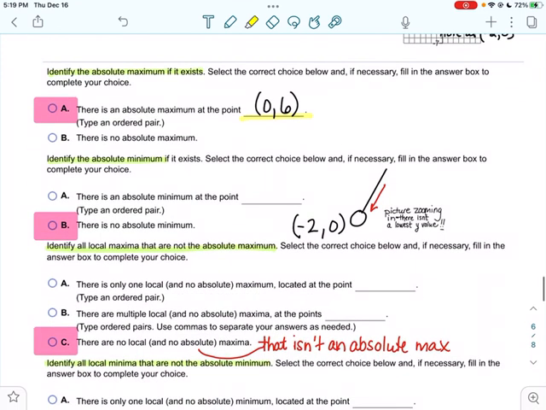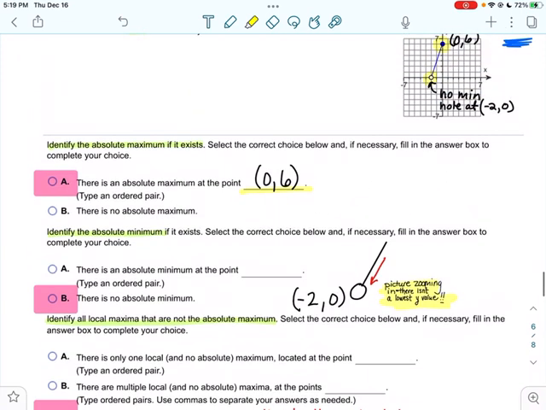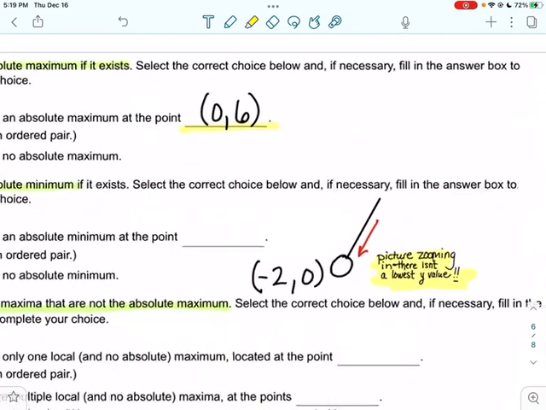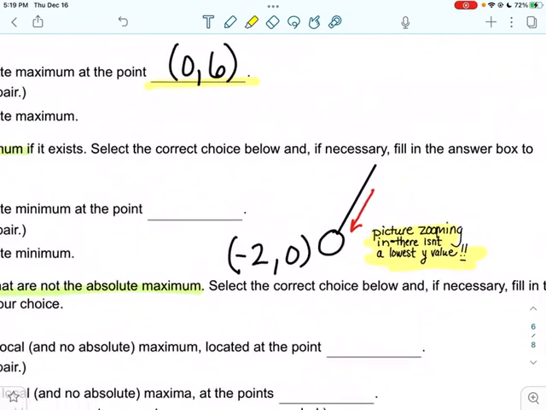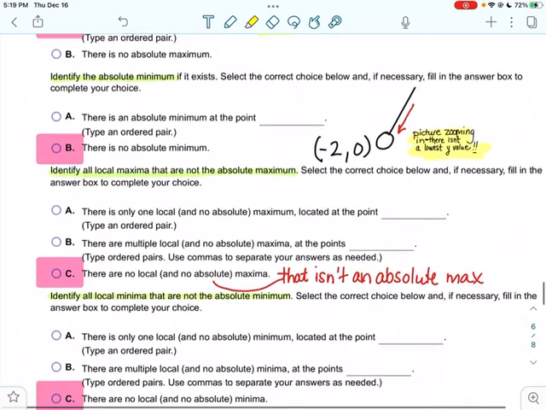And you can picture zooming in at this point, at that endpoint. There's not going to be a min, because as you continue to zoom in, there's not going to be a lowest y value. You're going to be able to see it gets lower, lower, and lower, and lower. So no minimum there at negative 2, 0.